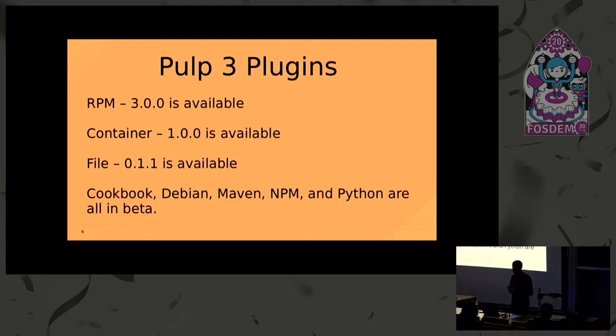The plugin API was a very big focus of Pulp 3, and as a result, we've been able to produce a lot more plugins. And even though they're still in beta, we have a cookbook, a Debian, a Maven, NPM, and a Python plugin out there.